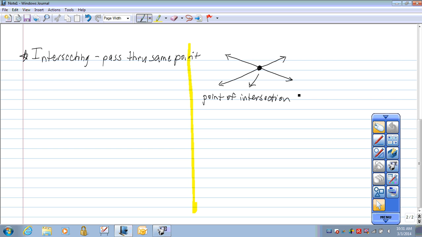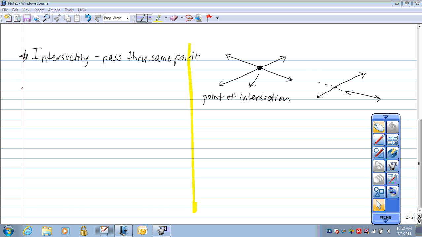Now, I can also draw a line and draw another line that don't show that they are crossing each other, but I still know that these are intersecting lines, because if they do in fact continue on, they will at some point cross over each other and have a point of intersection.